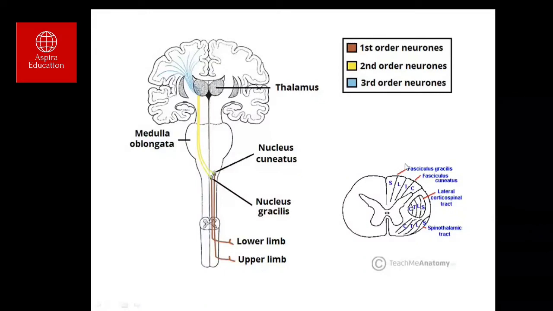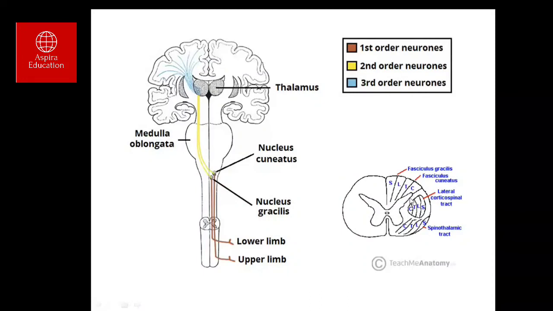Now, in the dorsal column system, which is carrying vibration, proprioception, and joint position sense, you see that the sacral fibers are the most medial. Laterally, we have the lumbar, then thoracic and cervical. So this is the arrangement of the dorsal column in the spinal cord.